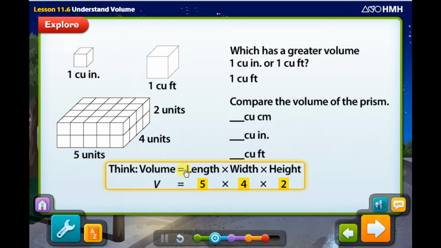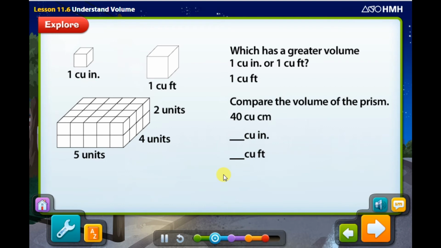Okay, 5 times 4 will be 20. 20 multiplied by 2 will be 40. So if you multiply the 3 dimensions together, it will give you the volume. And the volume here will be 40 centimeters, or 40 inches, or 40 feet, or 40 of any cubic unit. The prism has a volume of 40 cubic centimeters. The numerical value for the volume of the prism in cubic inches and in cubic feet is also 40.